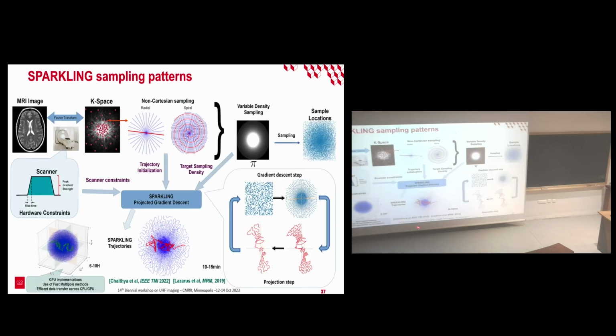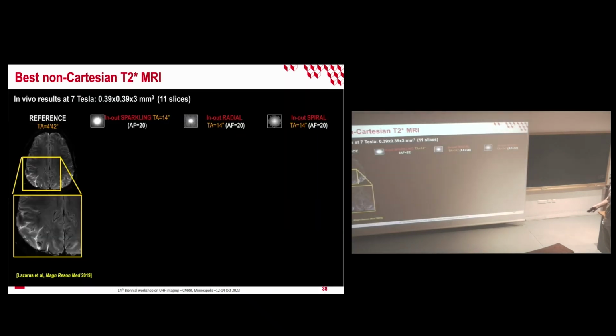And so we ended up with an implementation in 2D and an implementation in 3D on GPU. I won't give you the details, but it doesn't really matter. 10 to 15 minutes in 2D, 6 to 10 hours in 3D. But you do that beforehand. You basically compute your trajectory and then you put them in the sequence. So you don't need to do that online at the console.